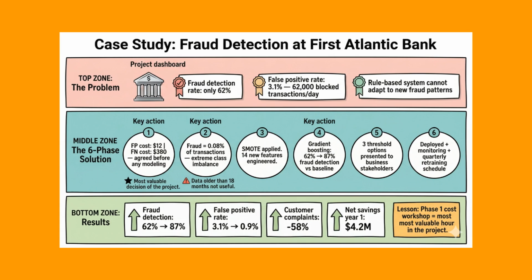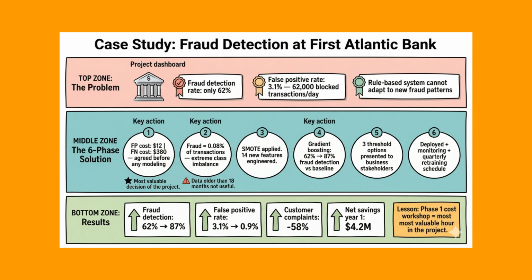In Phase 2, fraud transactions represented only 0.08% of all transactions. Class imbalance was extreme. They also found that fraud patterns had shifted significantly over 18 months, making older historical data less useful. In Phase 3, they applied SMOTE to balance the training data and engineered 14 new features, including transaction velocity, geographic distance from the previous transaction, and deviation from the 90-day spending average. In Phase 4, a gradient boosting model improved fraud detection from 62 to 87%, compared to the rule-based baseline.